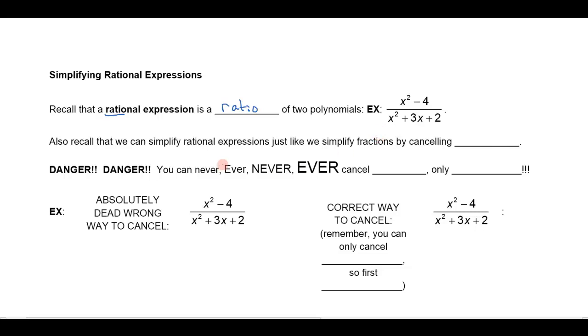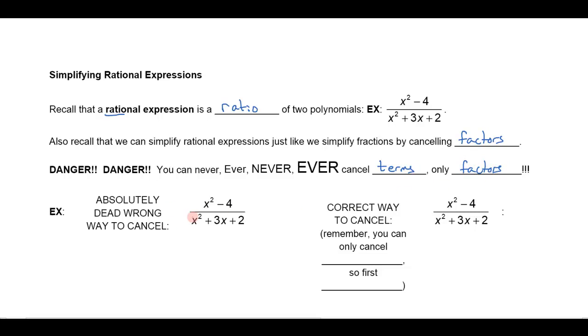And the first thing that we want to look at is how you can simplify these rational expressions just like you simplify fractions. And remember, we can simplify fractions by canceling common factors. And the most important thing to remember when simplifying rational expressions, that many students make a mistake on, is that you can never, ever, never, absolutely ever, positively never, ever cancel terms. You can only cancel factors.